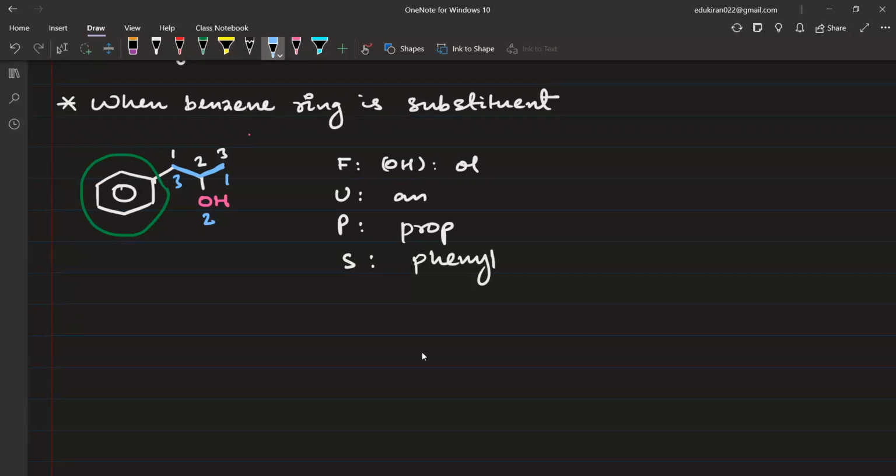Look at where phenyl is getting the lower number. It is getting the lesser number in the white case. So I will take 1 phenyl. It will be 1 phenyl propane, and this is in the second carbon. 2 ol. All of you got this? Yes or no? Please tell me.